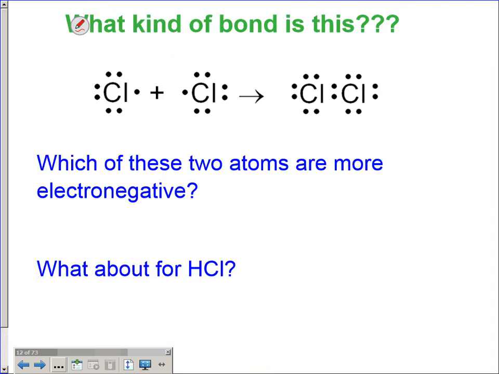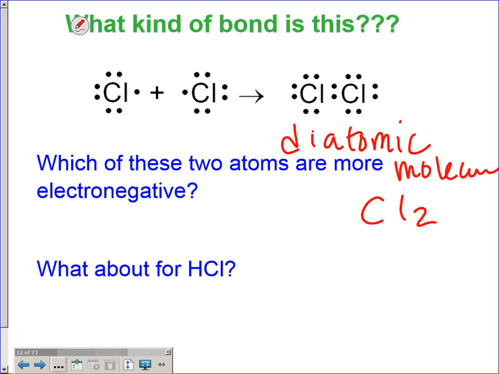Okay, so this is a good example of a diatomic. What does diatomic sound like it means? 2 atoms, right? This is a diatomic molecule called chlorine, and it's labeled generally Cl2. But here's the problem. This chlorine, that's the first one, has how many valence electrons? 7. The second one has 7 valence electrons.